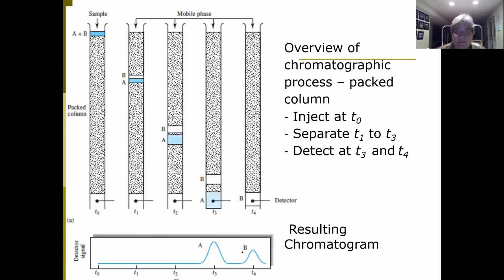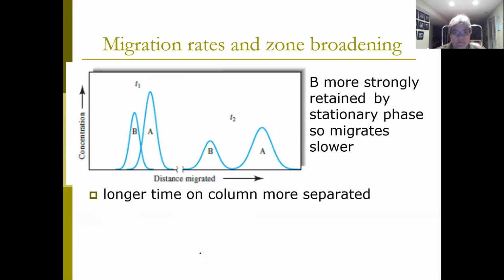Which one has the faster migration rate? Which one moves through faster? Well, that's A. And which one elutes first? Elutes means comes out first. That's going to be A. So as we think of these guys going down the column and coming out, we can talk about something called migration rate, how fast it moves down the column.